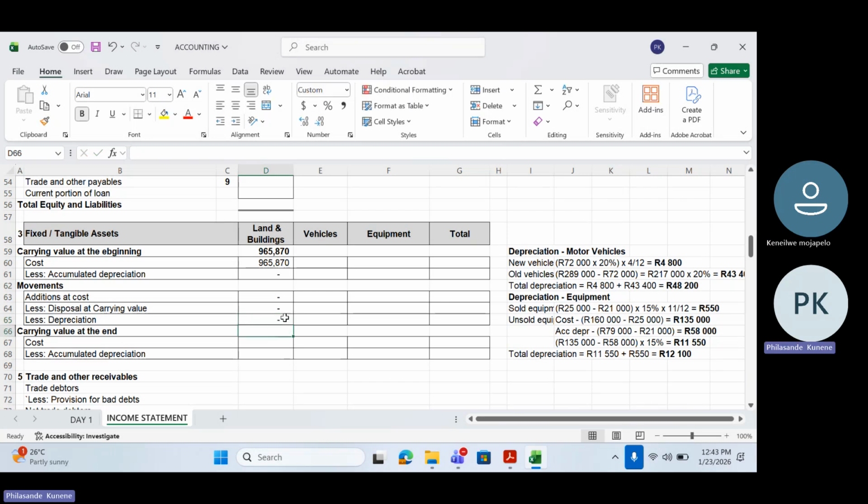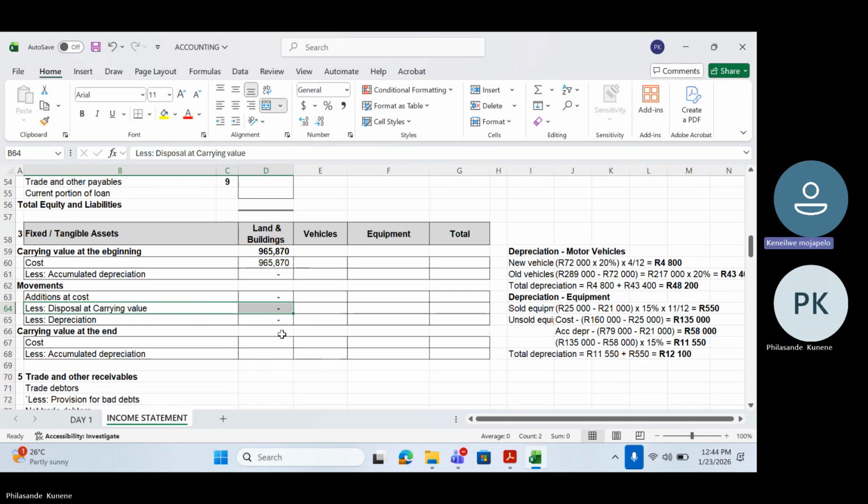Saying 0 also, yes. And then the cost at the end. How do you calculate the cost at the end? The cost at the end is going to be the cost of the building at the beginning plus additions at cost, right? Minus cost of the assets that was disposed.